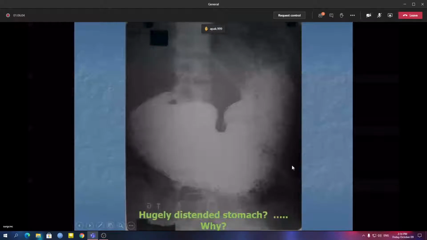Left side is obscure. Now, if the stomach is distended like this, if there is pyloric obstruction, you are asked by your examiner, what is the cause? Can you answer? Anybody? Hypertrophic pyloric stenosis. Who told that? Hypertrophic pyloric stenosis? This is an adult. Hypertrophic pyloric stenosis is a pediatric disease, number one.